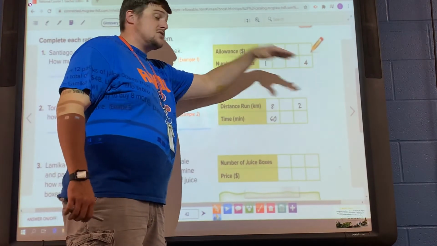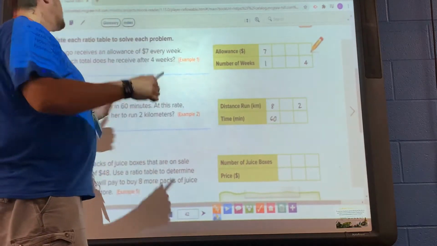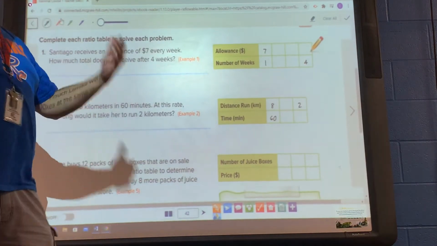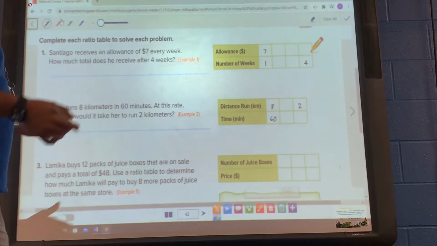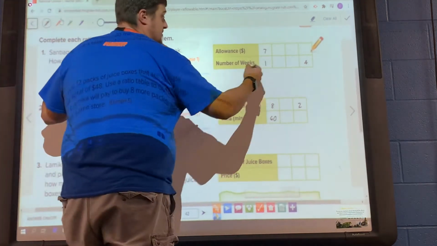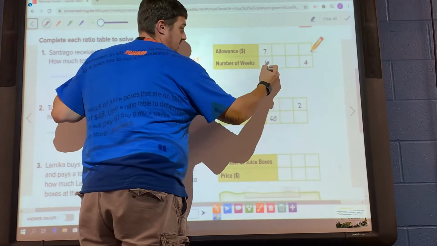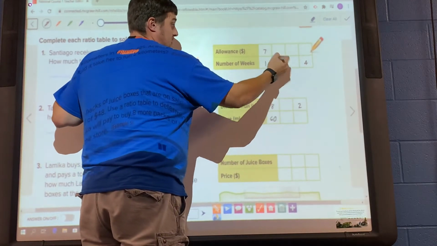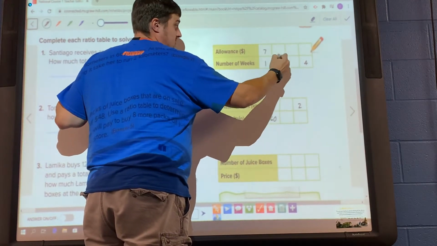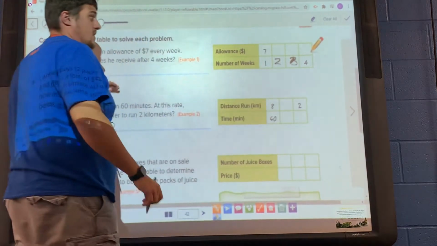They don't want you to just automatically skip to 4. They want you to fill in a ratio table. They want you to get used to using equivalent ratios. That's why we're doing this. So basically, we're just gonna go down the weeks. So 1 week, 2 weeks, 3 weeks.